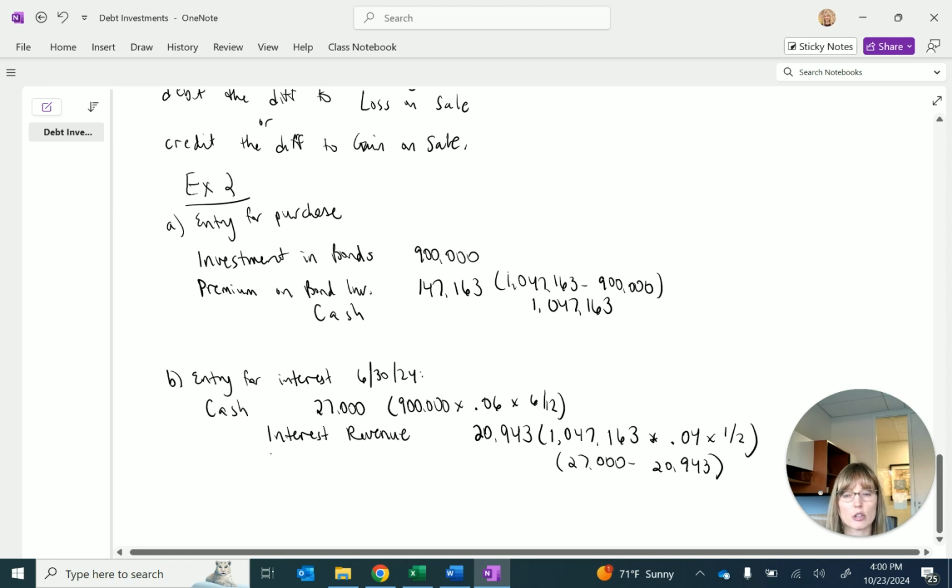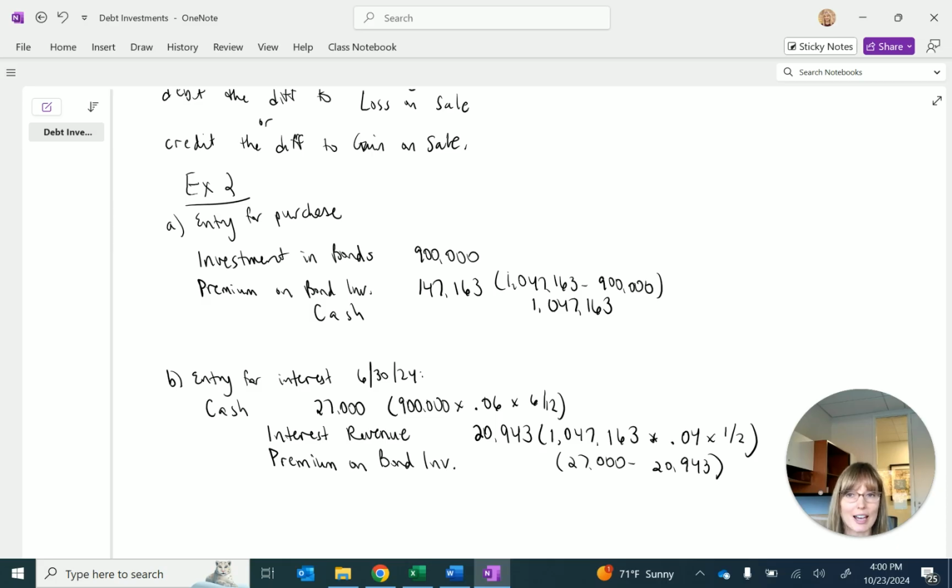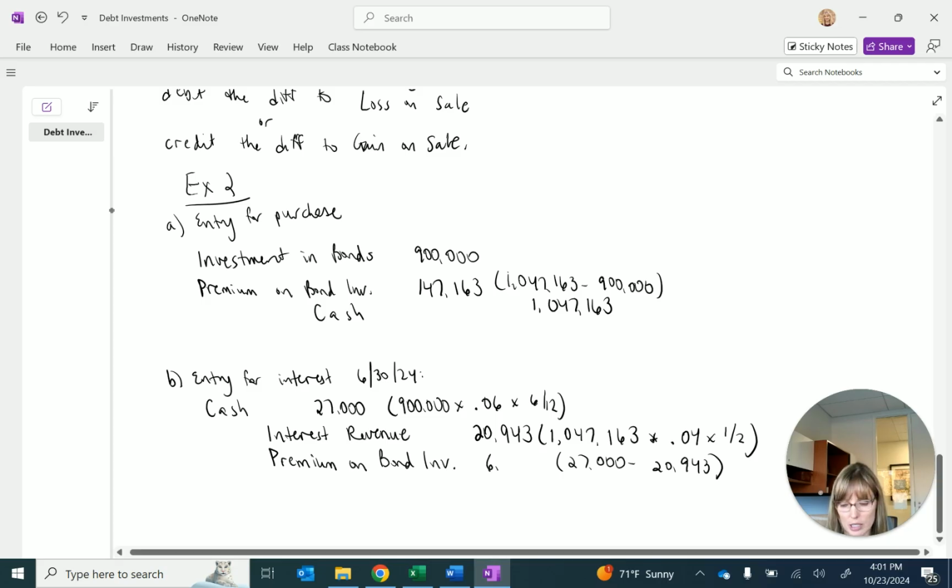The difference between the cash interest and the interest revenue is recorded as a reduction or a credit to the premium on bond investment account. So whereas the discount to a bond investment was a contra asset, a premium is what's known as an adjunct account, adding to the value of an asset account. And this works out to be 6,057.